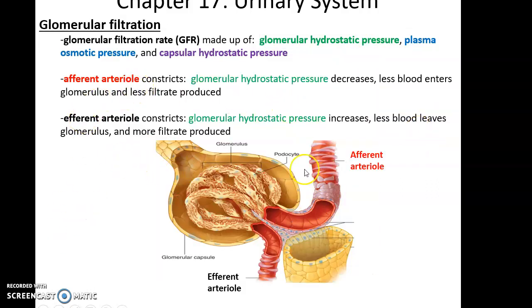Again, we can regulate this blood pressure by having the afferent arteriole constricting. If it constricts, then less fluid, less blood is entering the glomerulus, lowering the blood pressure in the glomerulus, which means less filtrate is being produced. And then the efferent arteriole can be constricted. When it's constricted, that would increase the pressure in the glomerulus because less fluid is exiting, less blood is exiting, so more filtrate is leaving.